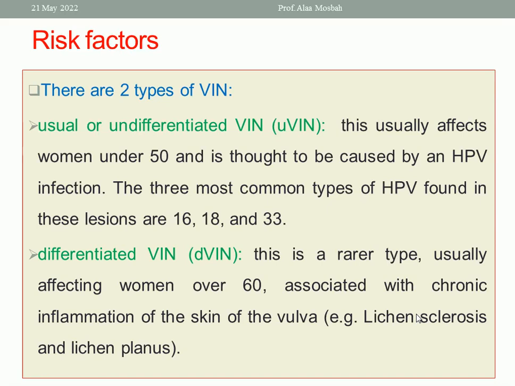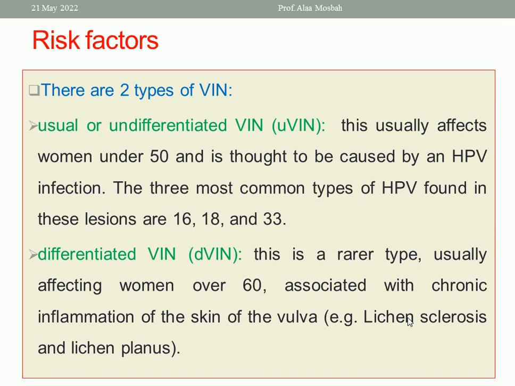Okay. What about differentiated VIN? This is the rare type, usually affecting women at older age, over 60. It is associated with chronic inflammation of the skin of the vulva, like lichen sclerosis or lichen planus. So I have two categories of patient in VIN: UVIN, the usual, and DVIN, the differentiated vulval intraepithelial neoplasia.